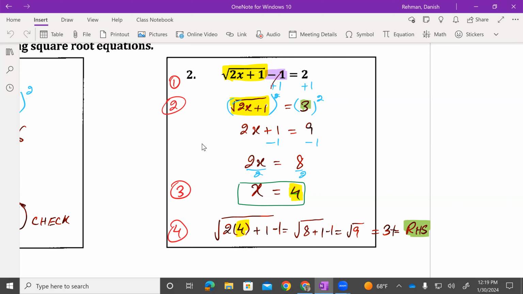So whenever you substitute the solution in the left hand side of the equation, your final result will be equal to the right hand side. Steps clear? Everything understood?